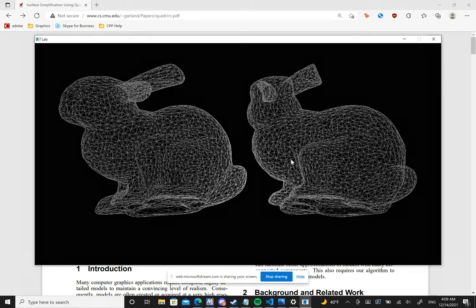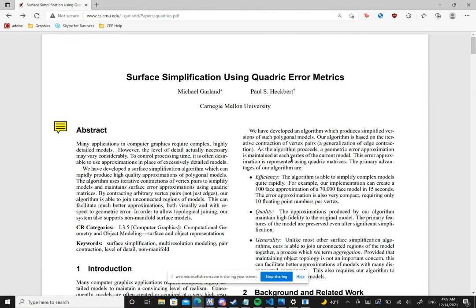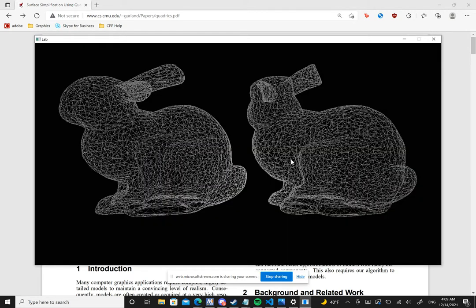For this project, I did mesh simplification using quadric error metrics. I based my implementation on this paper by Garland and Heckbert, which introduces a quadric error metric that approximates how much error is introduced to our mesh by moving one of the vertices. So let's start with decimating this one vertex at a time while I explain how it works.